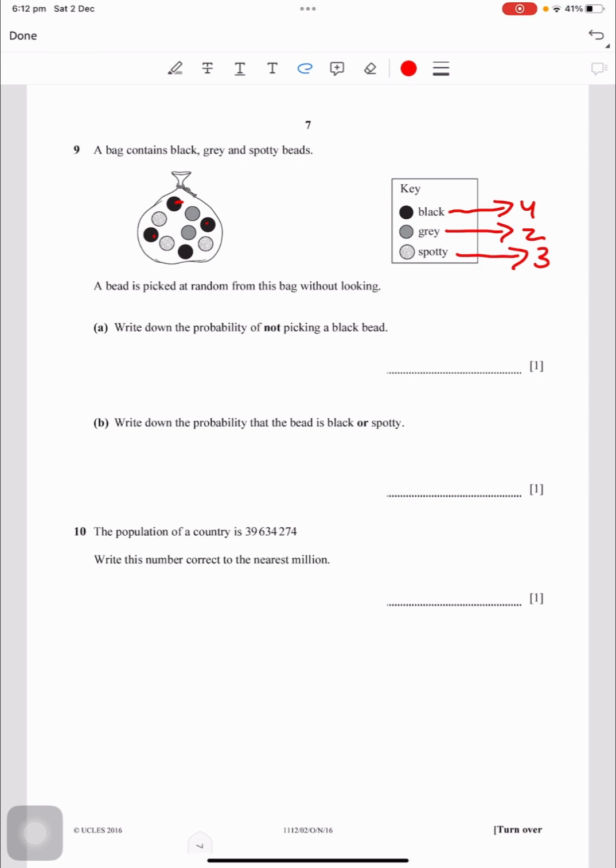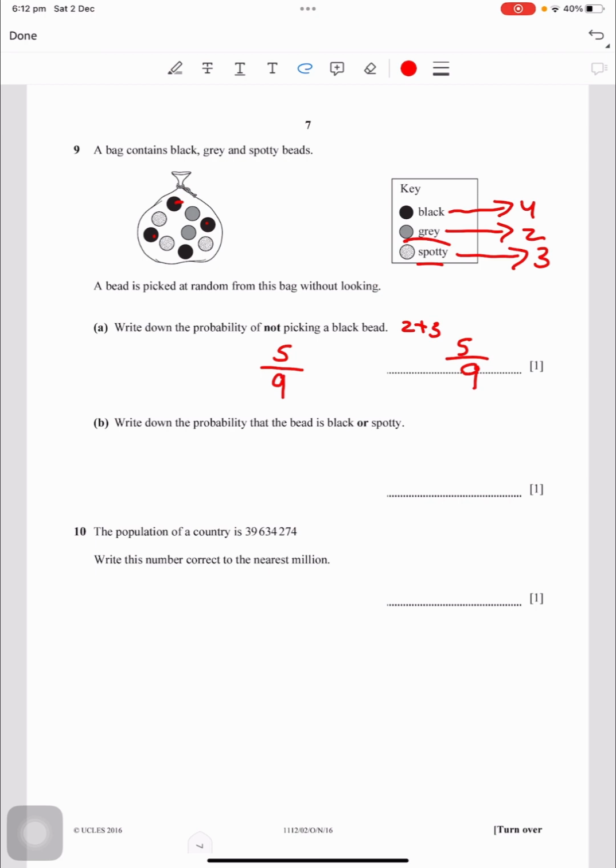So first, in total, there are 9. So we can write that, the denominator. And so basically, not picking, we can first do 2 plus 3, the other beads, like spotty and gray beads, we get 5. So 5 by 9 is going to be the probability of not picking a black bead.